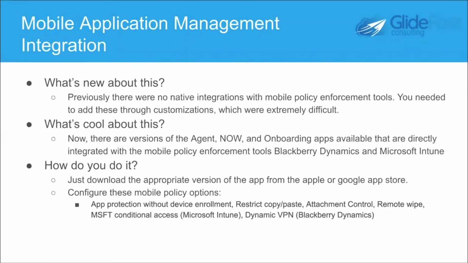All right, mobile application management integration. This is for enforcing mobile policies on your mobile devices. Previously, there were no native integrations available. You had to add these through custom integrations, which was quite difficult. Now you have versions of each of the mobile apps for both BlackBerry Dynamics and Microsoft Intune. So you just download the appropriate app from the App Store and configure your mobile policy options.